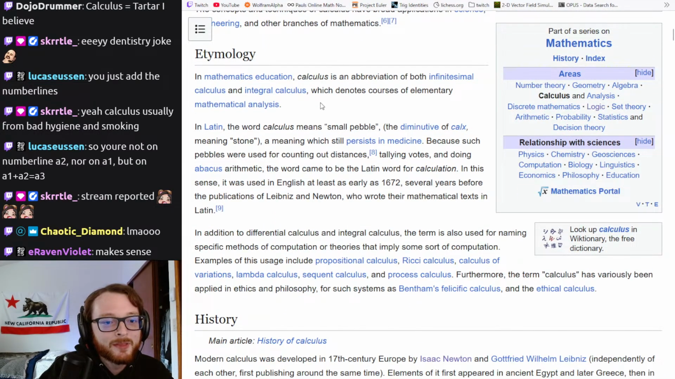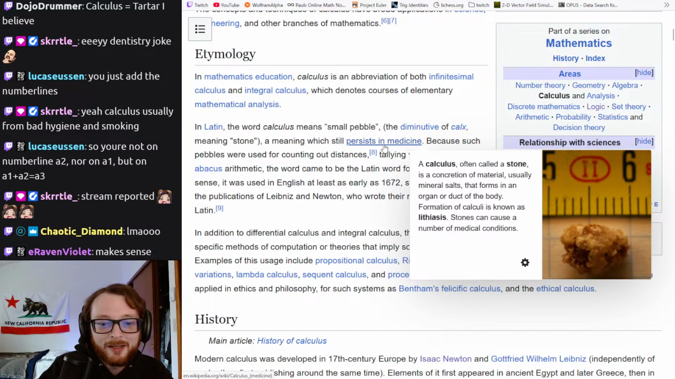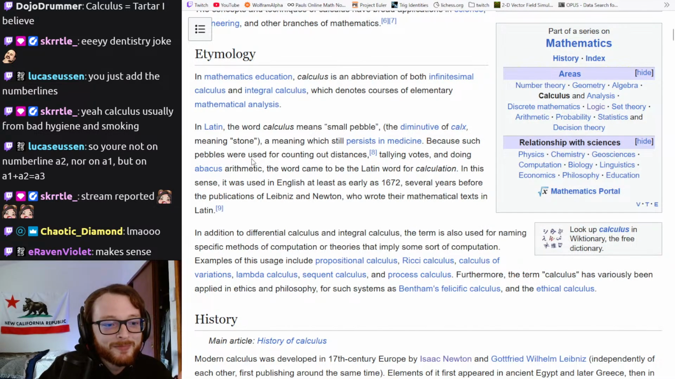Etymology. Small pebbles still persist in medicine. Is that a kidney stone? I don't know. Pebbles used for counting out distances, tallying votes, doing abacus arithmetic. Huh.